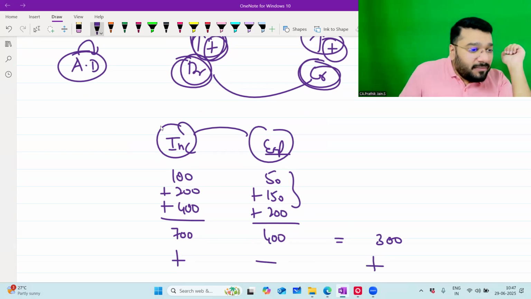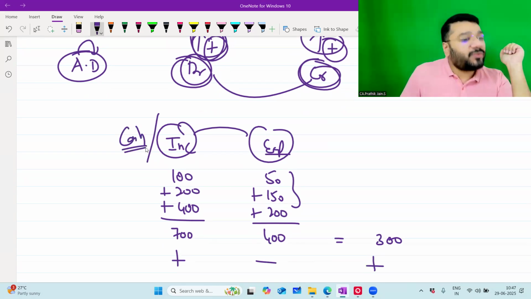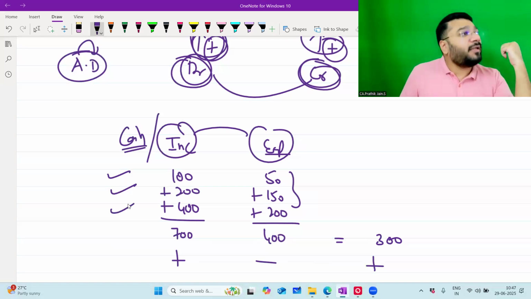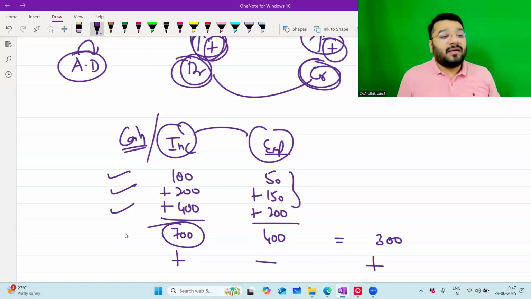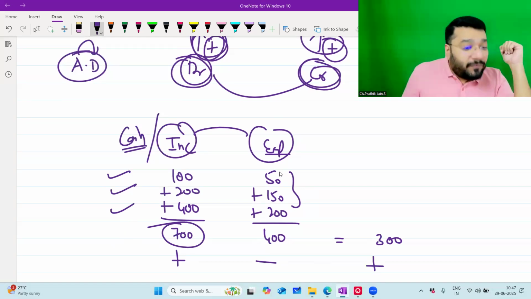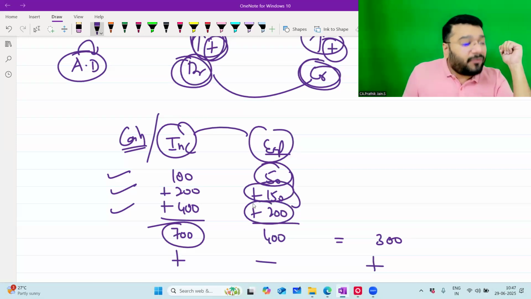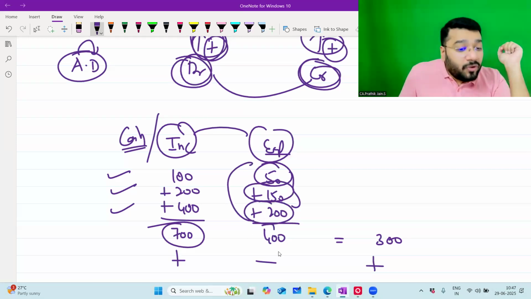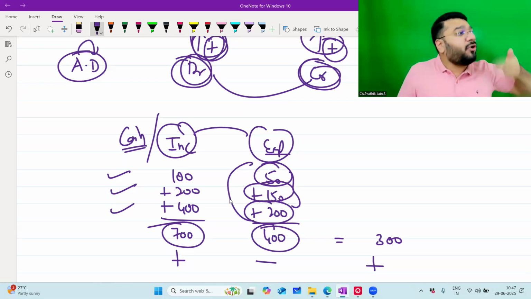Same way, imagine this was cash. Cash is an asset. So cash came in. 100 came, 200 came, 400 came. So how much total cash came? 700. And this money you got from the owner, so you have to repay it back to the owner. So 50 rupees you have to repay, 150 you have to repay, 200 you have to repay. So how much total do you have to repay? 400. So all the repayment items also, you are only adding.